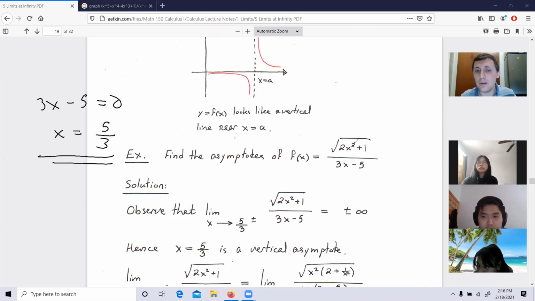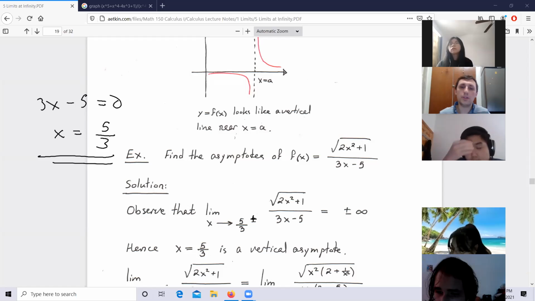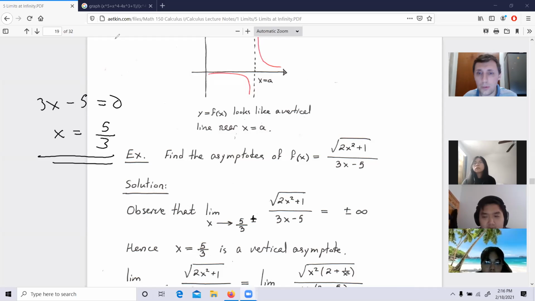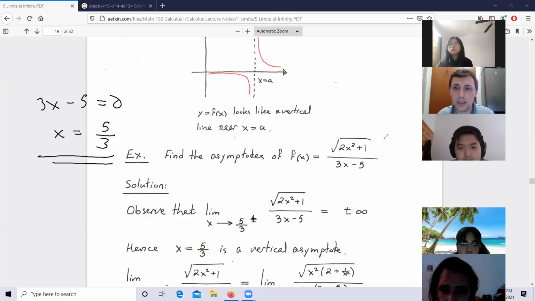So if I plug a number close to 5/3 in for x in the numerator, I will get some positive number. Whereas in the denominator, if I approach 5/3 from the right, it will be 0 plus on the bottom. So a positive number over 0 plus is infinity. And if I approach 5/3 from the left, the numerator is still positive, but the denominator will be 0 minus. Are you following me, guys?